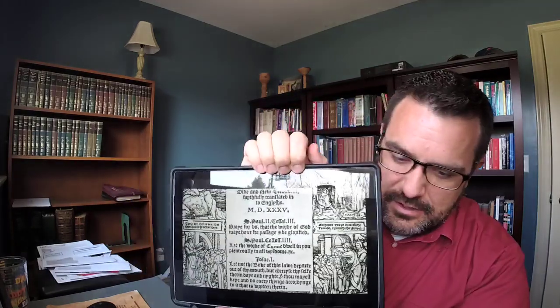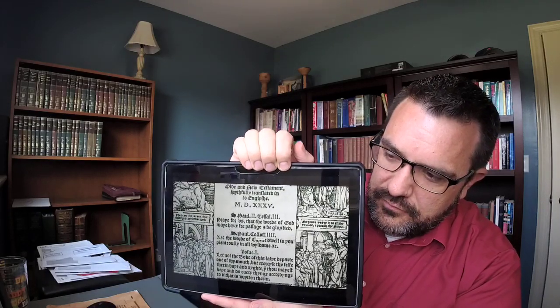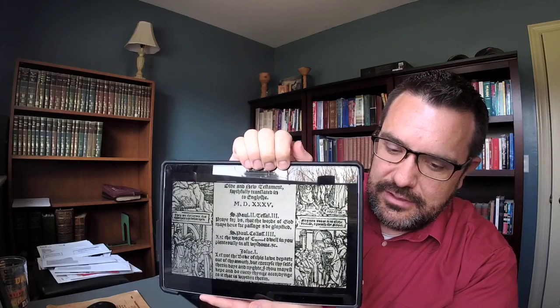So what Nicholson does is he cancels this page and substitutes another page that simply reads, Old and New Testaments of the Holy Scriptures, faithfully translated into English. So he ditches the original title page, swaps the language out, removes the mention of German and Latin, and replaces it by simply saying faithfully translated into English. Okay? Now, if you scroll down, you can see that on the top of page 7.